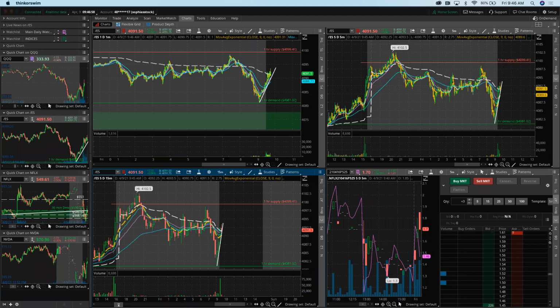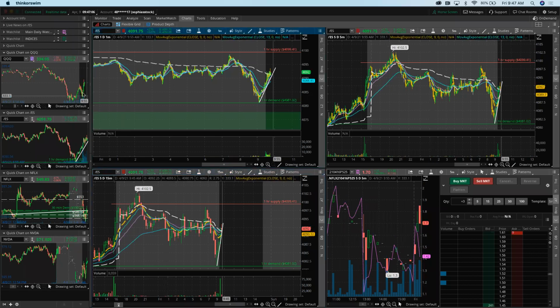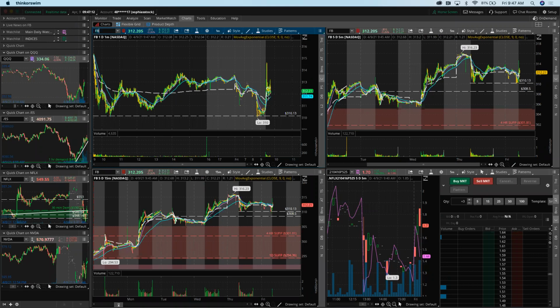Somebody said SQ is moving as well today. Facebook as well. Yeah, a lot of things bounced off. You know, the major tickers, QQQ, SPY, they're being bullish right now, so a lot of the individual tickers are gonna move up.